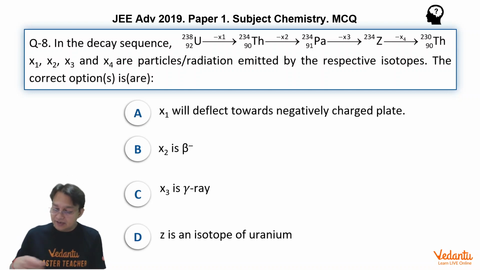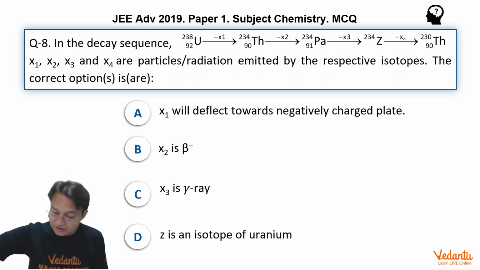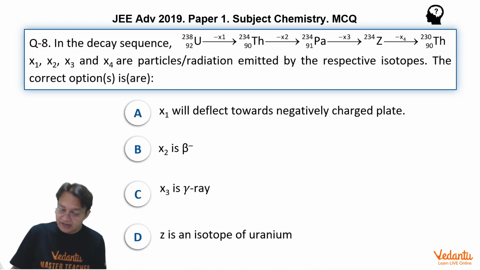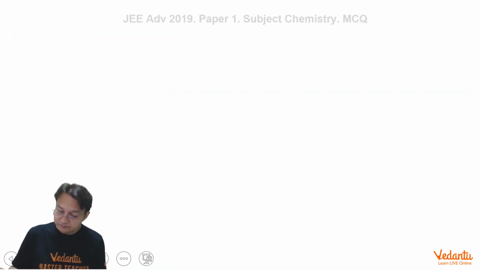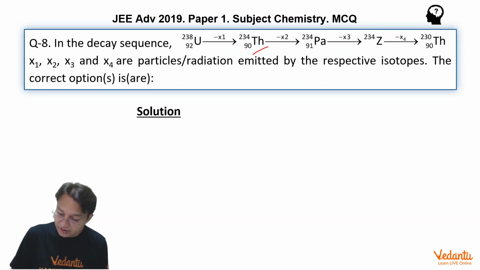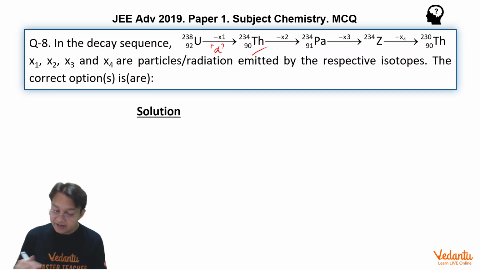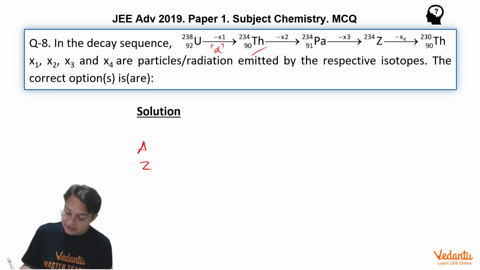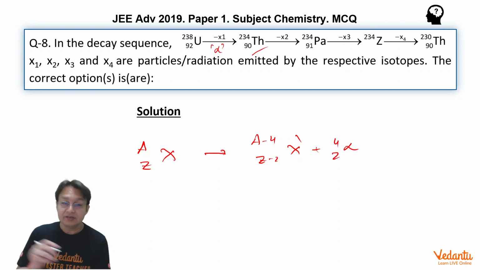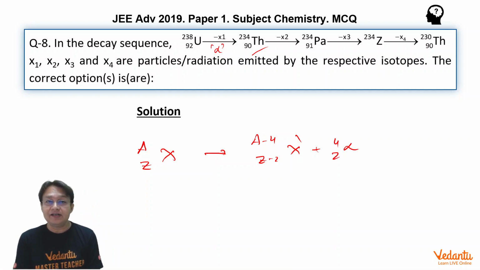So as you can see in the first option, uranium-238 is changing into thorium. So this X1 must be an alpha particle. Why? Because 238 is changing into 234, and we know that in alpha decay, if you write it like A Z X, it becomes A minus 4, Z minus 2, X dash, plus 4 2 alpha. So that's alpha decay. Only alpha decay can bring about the change in mass. So it's very clear that X1 is an alpha decay.